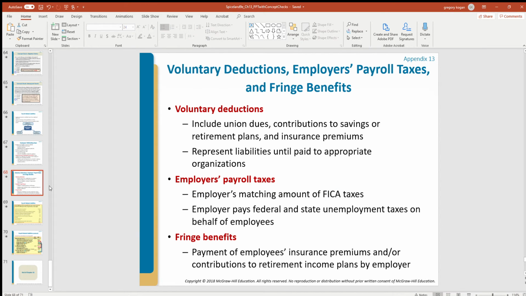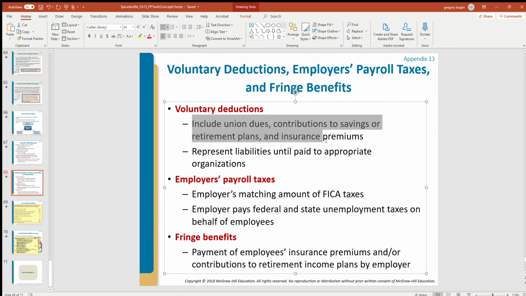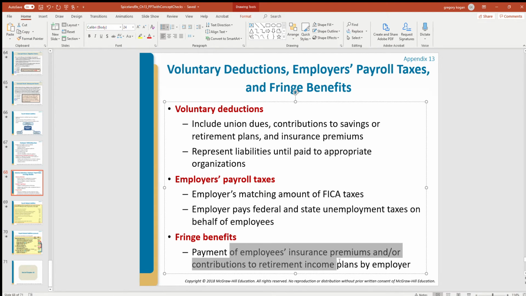Voluntary deductions include union, retirement or savings plan, and insurance premium, and they represent liabilities until paid to the appropriate organization. Employers' payroll taxes, employers' matching amount of FICA, that's employers' payroll tax. Employer pays federal and state unemployment taxes on behalf of employees. And fringe benefits, payment of employees' insurance premium and or contributions to retirement plans by the employer.